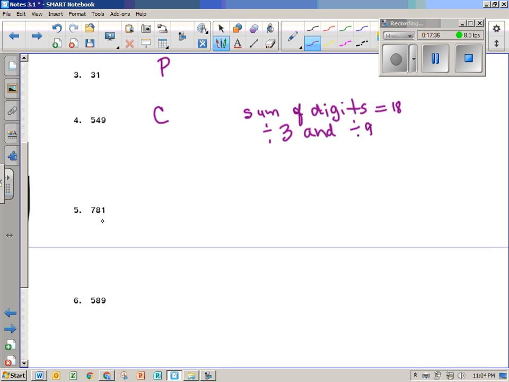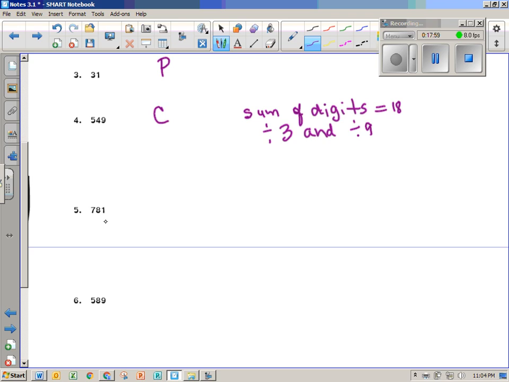781. Let's look at 781. Right off, when you add 7 and 8, you get 15, plus 1, that's 16. So it's not divisible by 3. It's not divisible by 2 because it's not even. It's not divisible by 4 because 81 is not divisible by 4. It's not divisible by 5 because it doesn't end in 0 or 5.